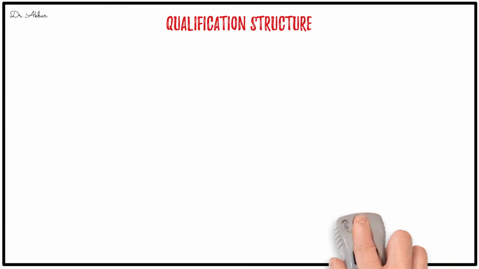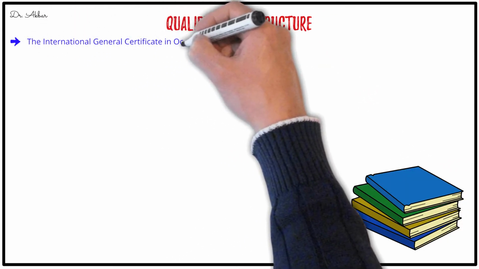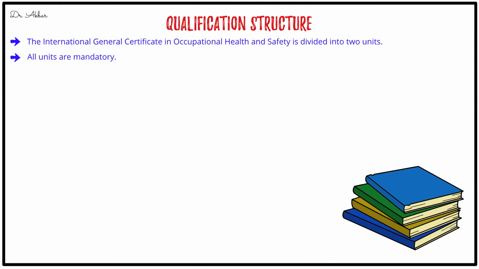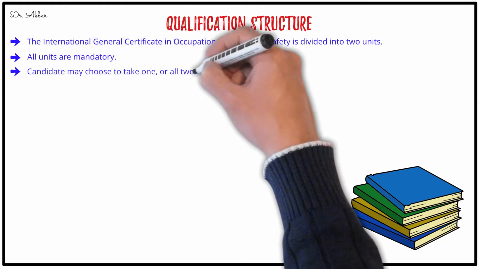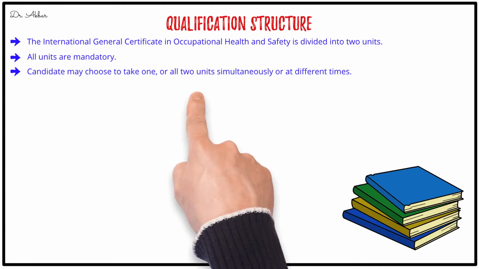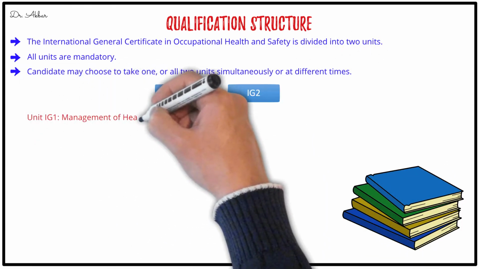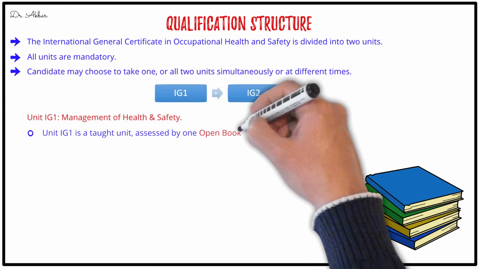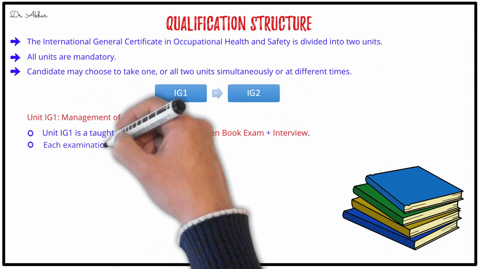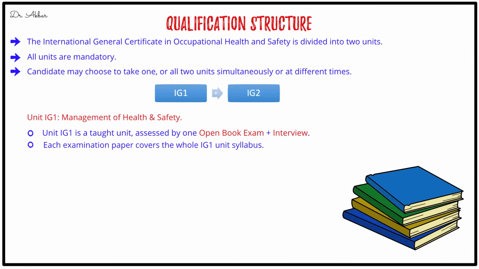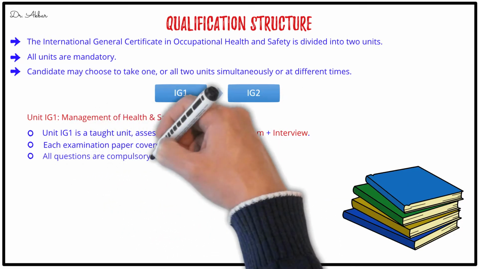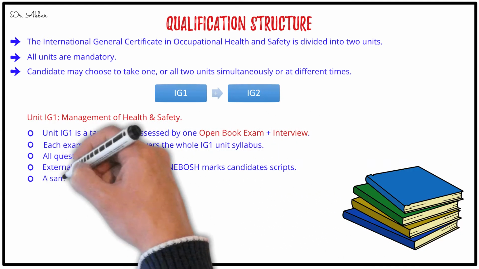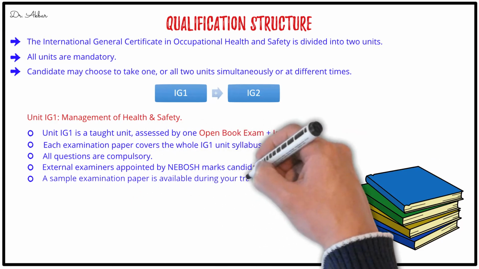Qualification Structure. The International General Certificate in Occupational Health and Safety is divided into 2 units. All units are mandatory. The candidate may choose to take one, or all 2 units simultaneously or at different times. Unit IG1, Management of Health and Safety. Unit IG1 is a taught unit, assessed by 1 open book exam plus interview. Each examination paper covers the whole IG1 unit's syllabus. All questions are compulsory. External examiners appointed by NEBOSH mark candidates' scripts. A sample examination paper is available during your training mock exam.